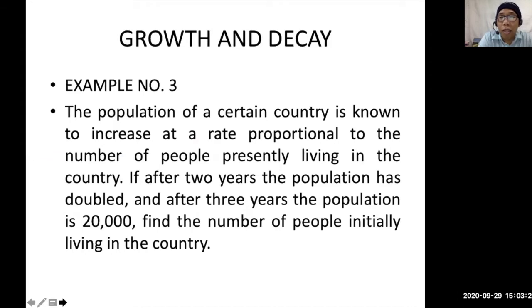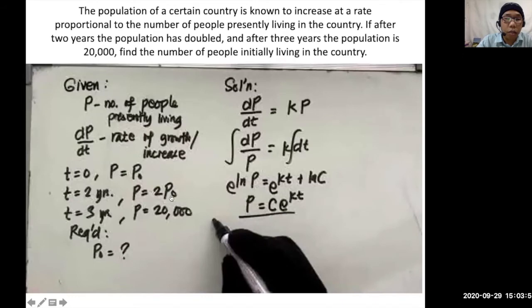Okay, so this is a population growth problem. Although the solution that we are going to have for this problem is an approximation, we are still projecting what we are expecting to have: the number of people initially living in the country. So let's solve this one.